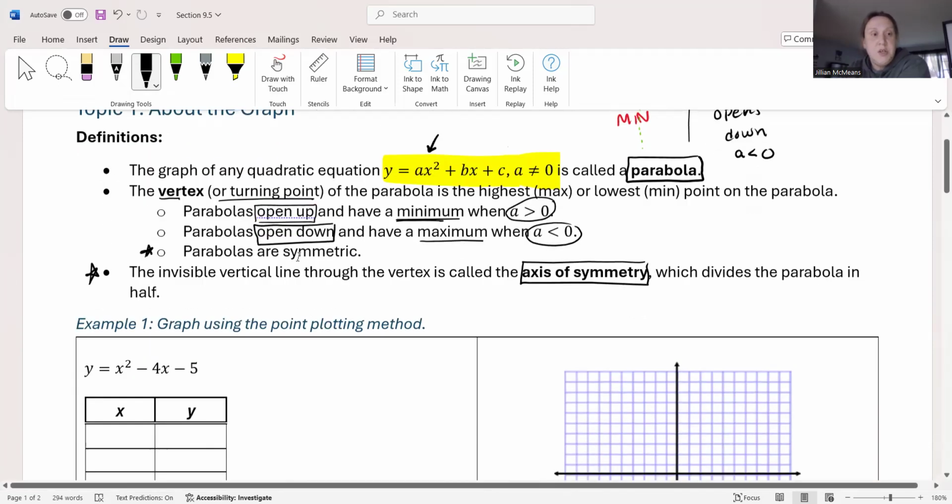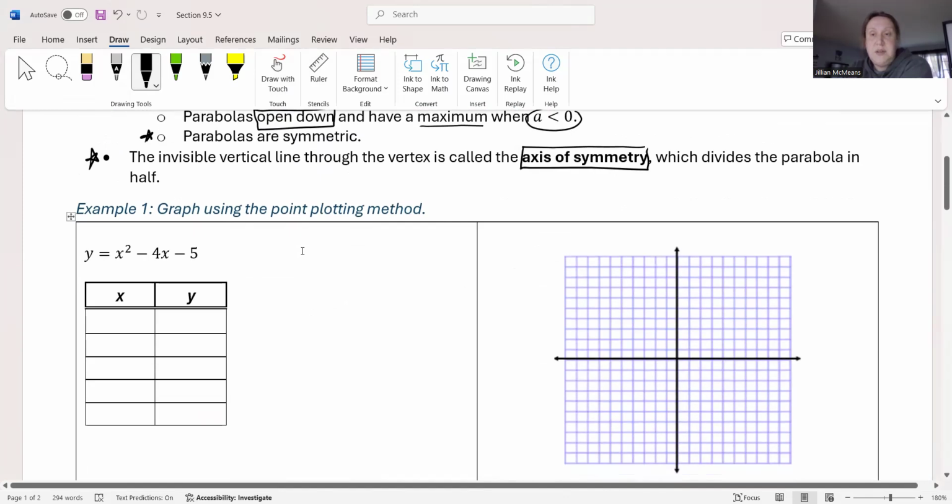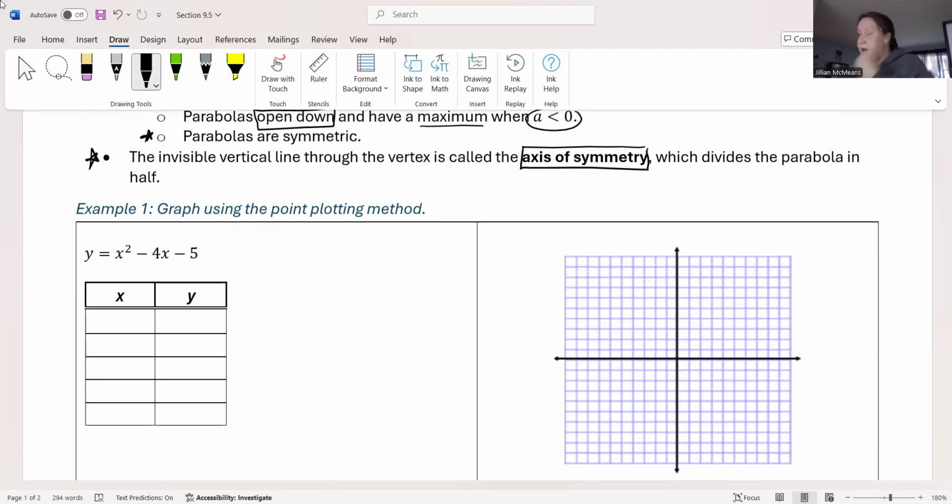Okay, so example 1 says graph using the point plotting method. Now, generally speaking, you have to come up with your very own x's and your very own y's. So you generally choose x values, plug those into your equation, and solve for y. Okay. Now, this table, I've left it completely blank, but for the sake of this particular video, we're going to use these points.